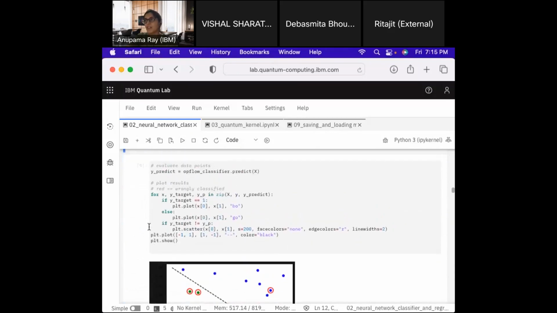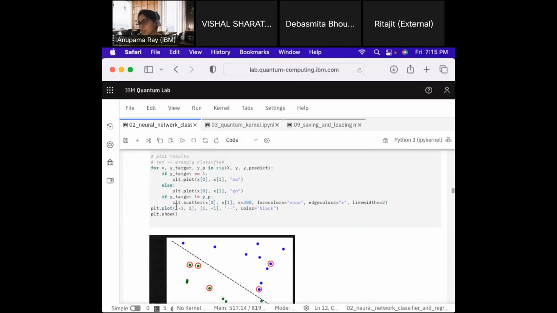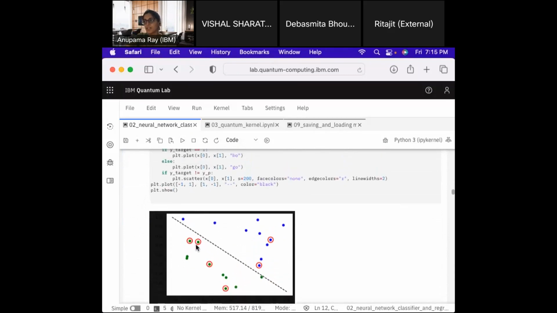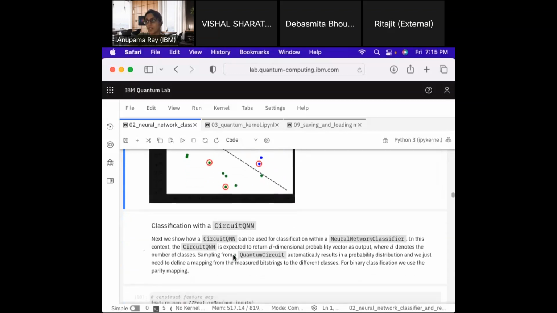And now what you're trying to do is evaluate your data points. You're trying to see which data points performed well and which didn't, still on the training data. And you see that these are the problematic points, the points circled with red. There are some particular points which are problematic, erroneous, or wrongly classified.